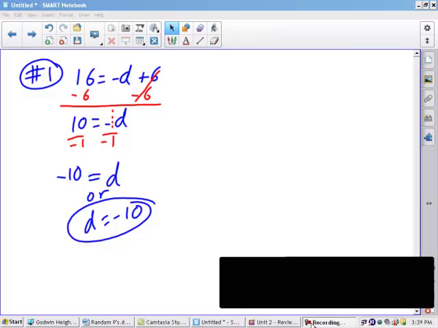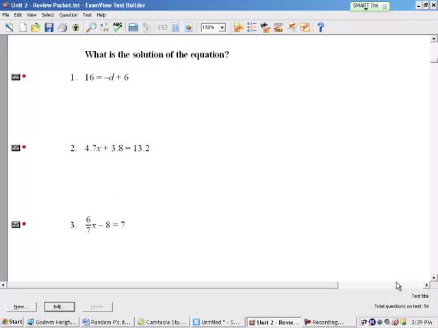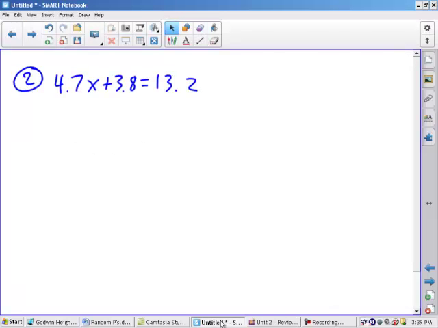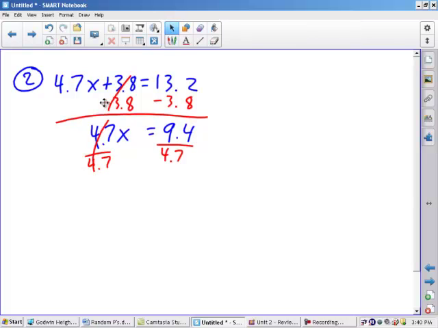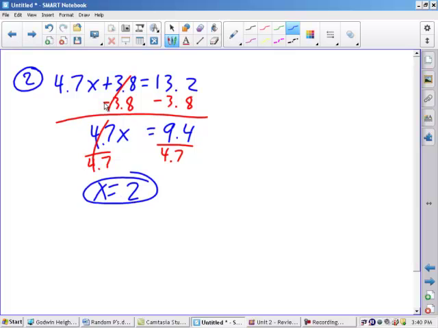Okay, looking at number 2, where it says 4.7x plus 3.8 equals 13.2. Obviously, you're going to need a calculator. It's a two-step equation, though. I simply subtract 3.8 from both sides, and I'm left with 9.4, and then drop down my 4.7x. Pretty obvious. I then divide by 4.7 on both sides, cross that out. You then get x equals 2. Done with number 2.